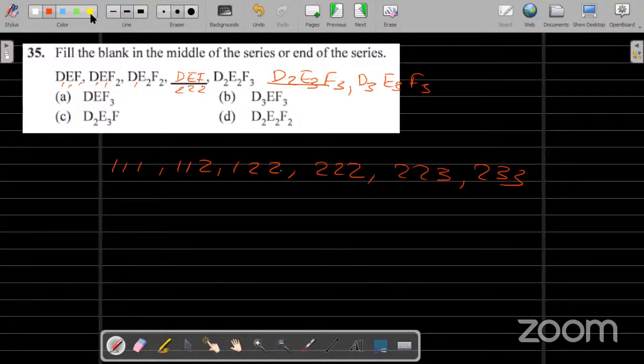But here we need to get the value of this chain, right? So that will be D2, E2, F2. Option D. Option D will be the answer to the question. Hope it is clear to you.